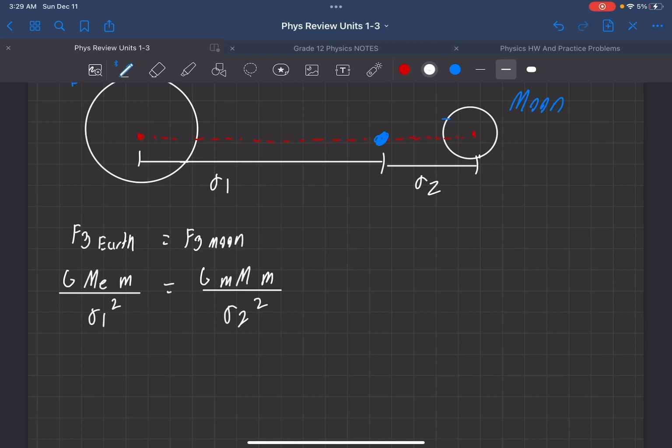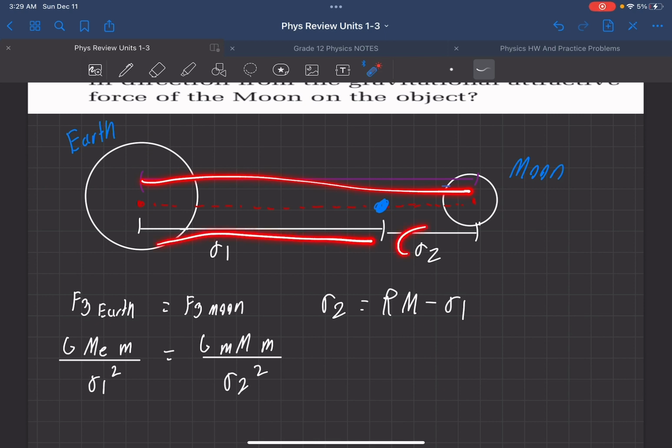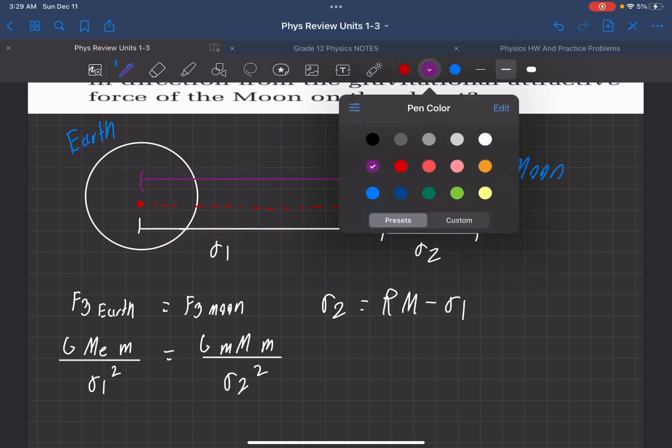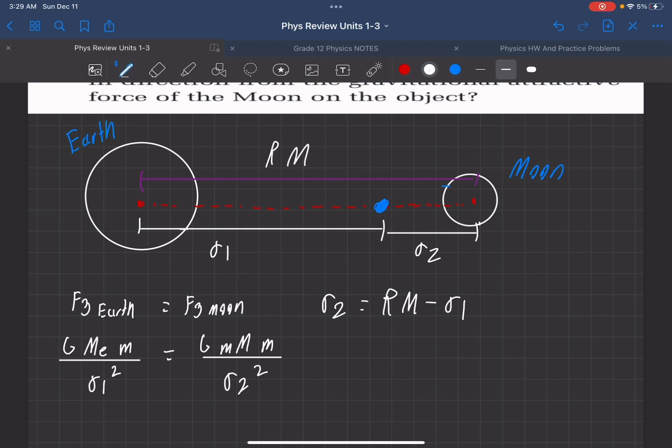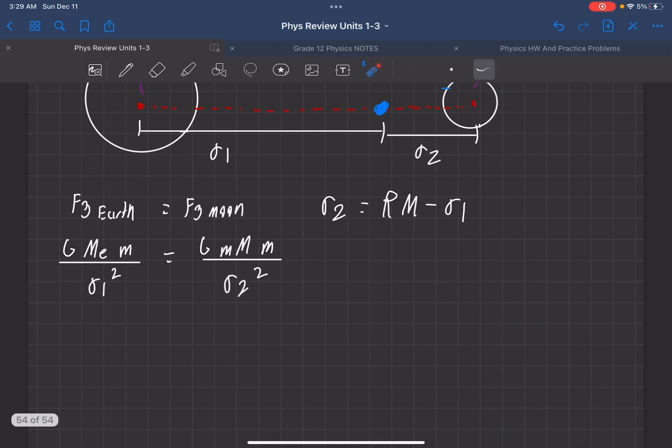Well, we can say that R2 equals R_M minus R1. So what is R_M? R_M is just the center to center distance of the Earth to the Moon. So this distance, R_M minus R1, equals R2. So let's label this R_M. Therefore, now we finally have enough variables to solve for R1.